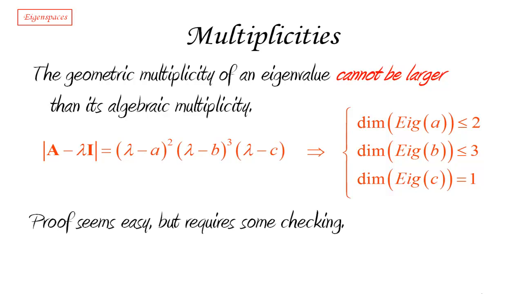Now, the proof of this fact may look simple, but then again, why not the equality? It actually requires some checking, and we're going to look a little bit more at it next time. So for now, just keep in mind that the geometric multiplicity cannot be larger than the algebraic multiplicity.